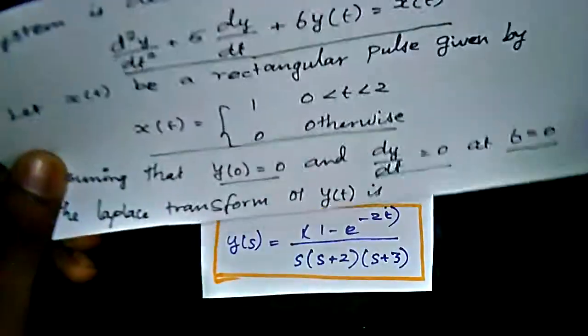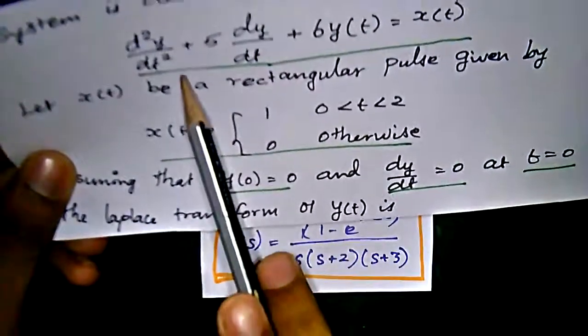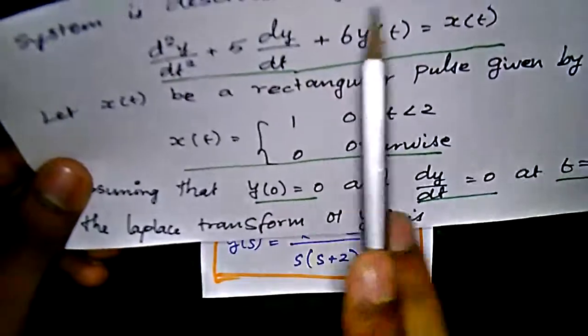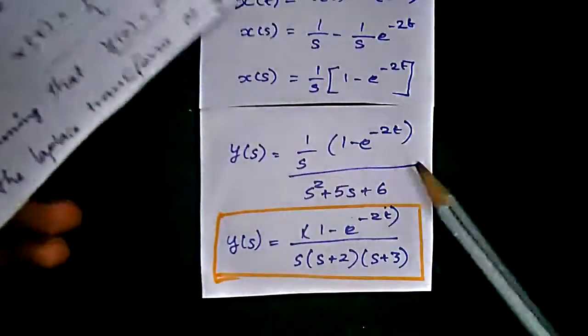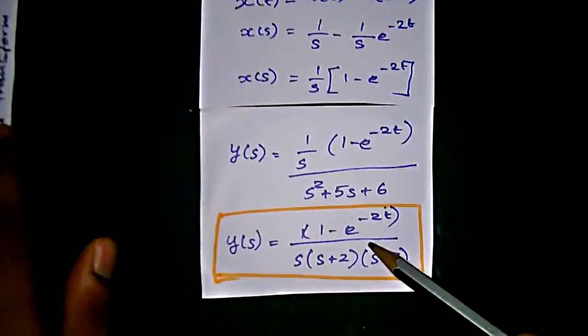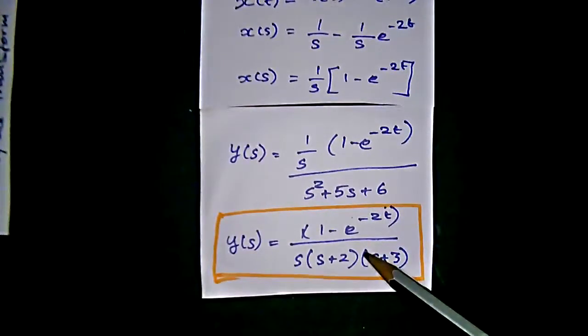The Laplace transform for this differential equation would be Y of s equal to 1 minus e to the power minus 2s divided by s times s plus 2 times s plus 3.